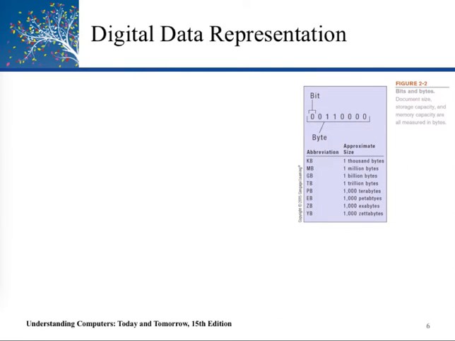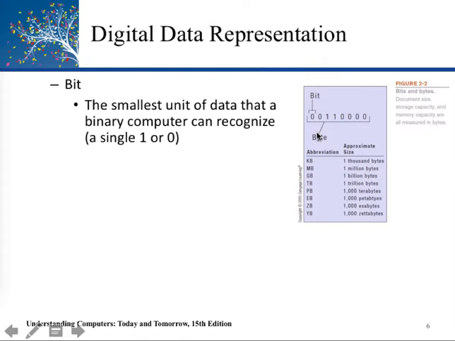So here's a diagram, and it tells us how we can break this out. The first thing we need to understand is a bit. Now, a bit is the smallest unit of data. Here in this diagram, you can see that we have these zeros and ones at the top. Each individual digit is a bit.